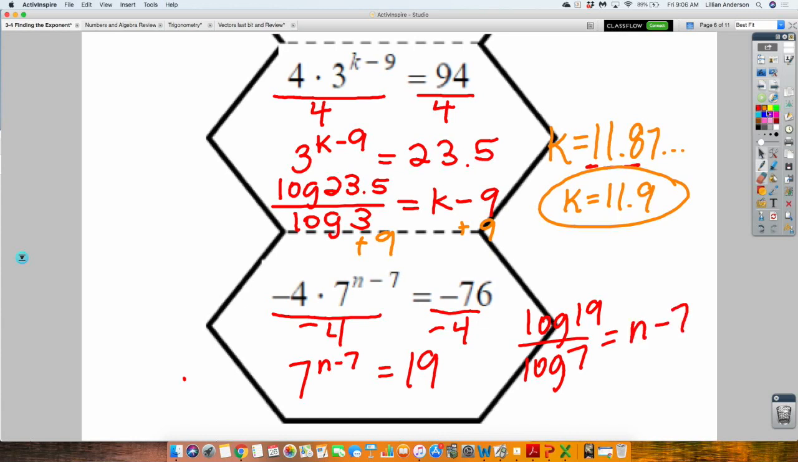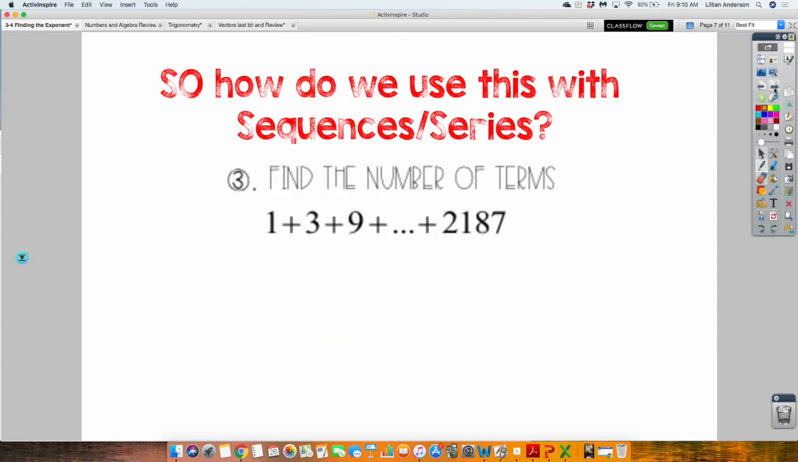So once we type that in, our final step is going to be to add 7 to our answer, and n equals 8.51 once we round to three significant figures. Now this lesson of 3-4 of finding the exponent, again, is supposed to help us when finding the exponent of a geometric sequence. So how does this apply to sequences and series?